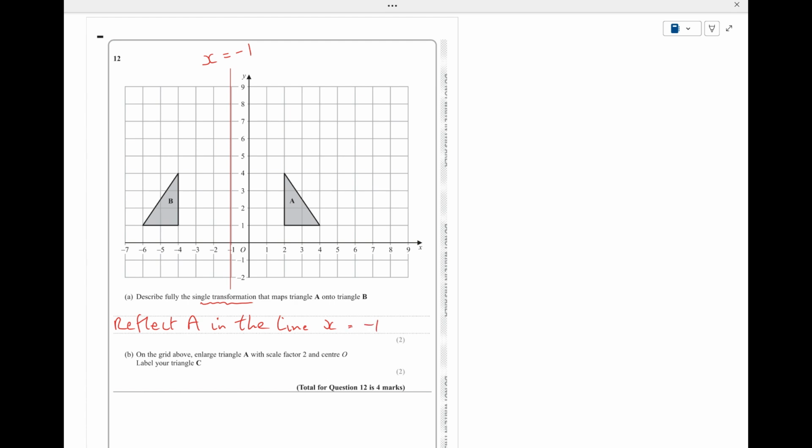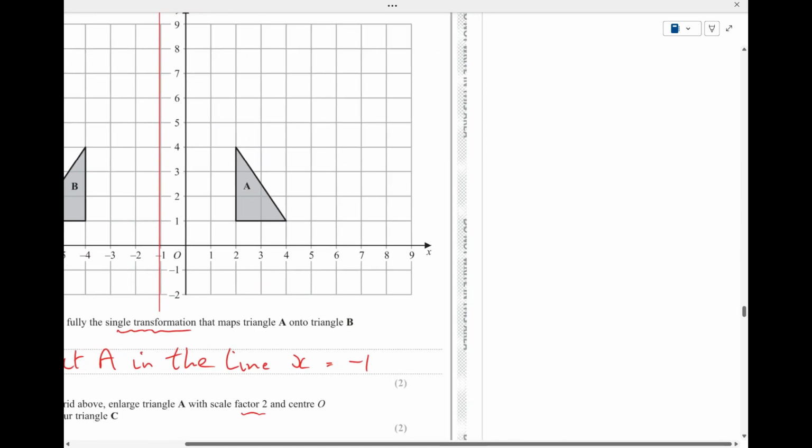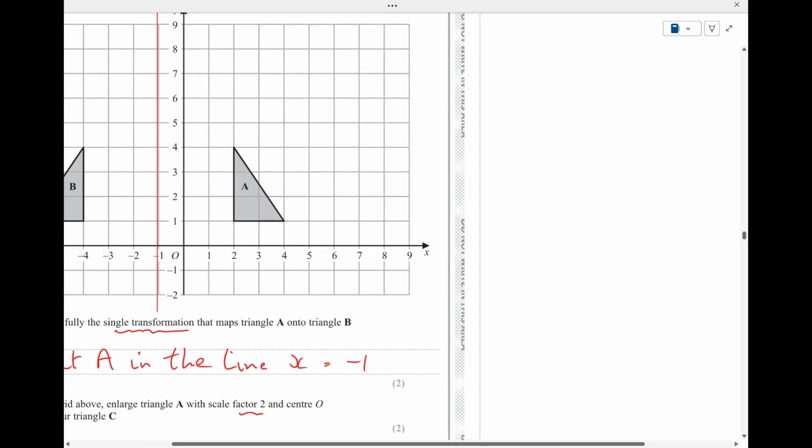On the grid above, enlarge triangle A with a scale factor of 2 and a center 0. Right, so the center's at the origin. I'm going to do this in a different color. The center's at the origin here. I'm going to draw a ray line here. Do you notice how it goes 2 along, 4 up? So 2 along, 4 up. There we go.